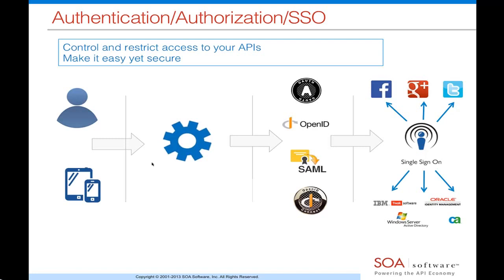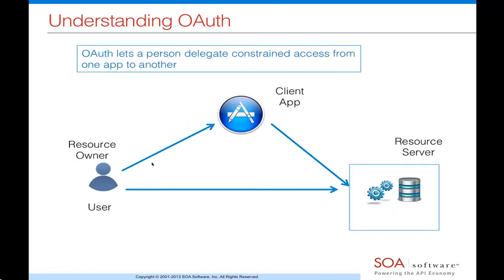Let's look a little bit more at OAuth, because OAuth is the most popular mechanism for authentication and authorization. And if you look at OAuth, why it is so popular for APIs is because OAuth lets a person, like the user, delegate constrained access from one app to another. So what does that mean?